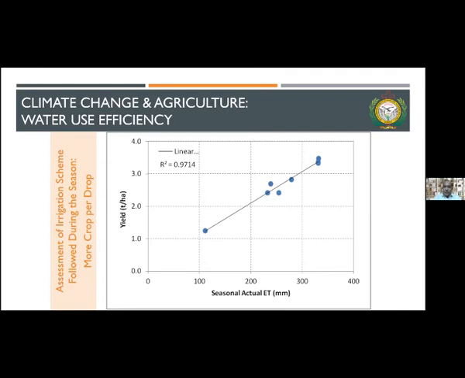So we don't want all these types of things. We need to use technology. We need to use information. We need to take informed decisions based on the information that we are getting from these technologies, especially during the times of climate change.